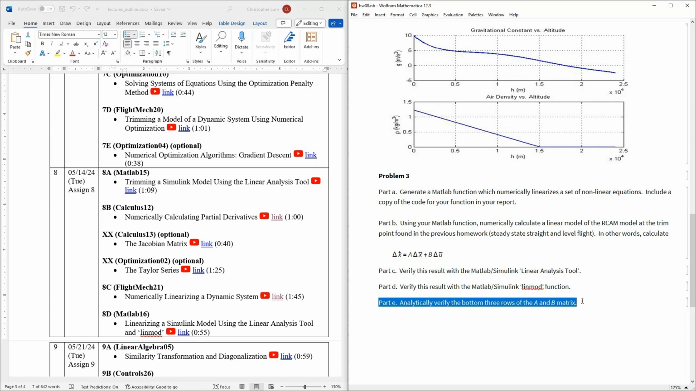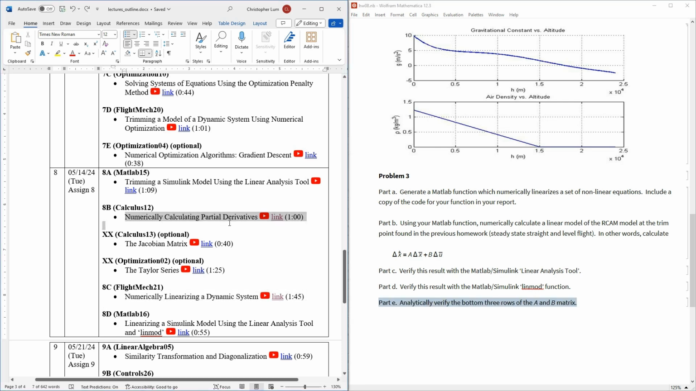And then part E is actually interesting. I'm going to make the claim that for the last three rows of this A and B matrix, you actually don't need to use numerical techniques. You can analytically calculate them, meaning you can write out the equations by hand or in something like Mathematica and analytically calculate these partial derivatives. So that's what part E is talking about: do it by hand, write out the partial derivatives, and make sure that your numerical answer is very close to the correct analytical answer.